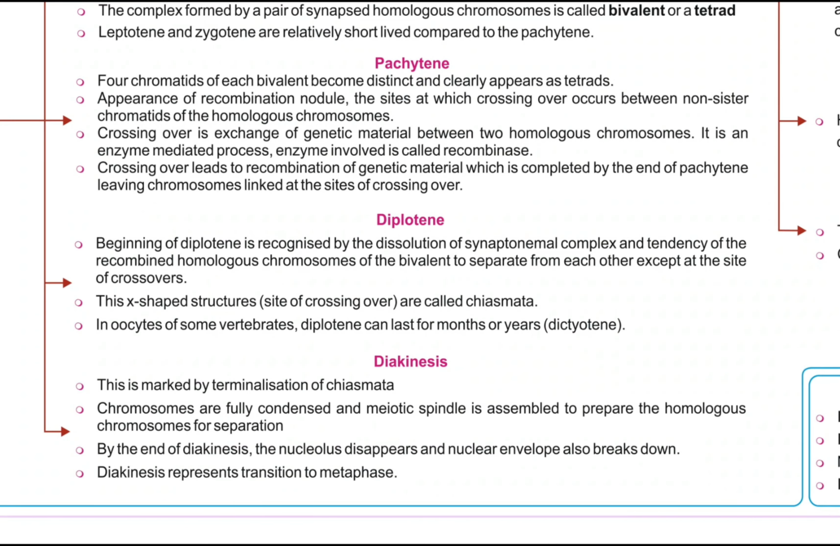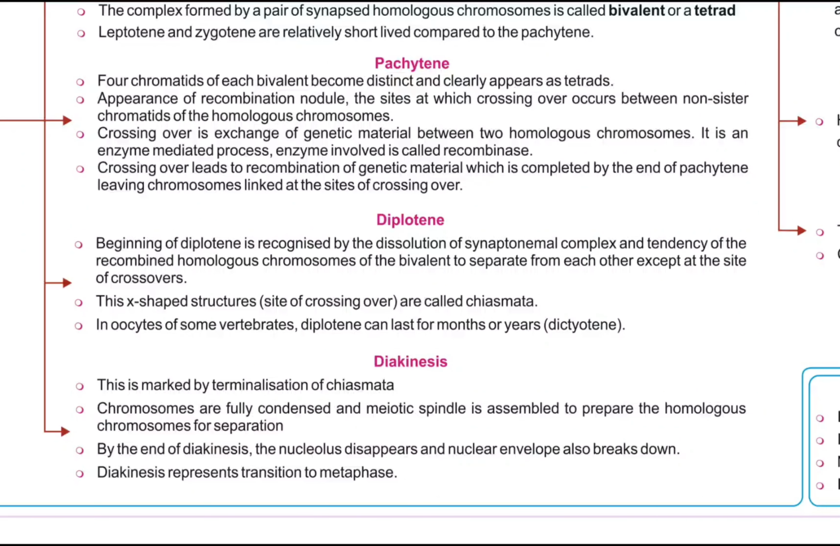Pachytene. The four chromatids of each bivalent become distinct and clearly appear as tetrads. Appearance of recombination nodule, the site at which crossing over occurs between the non-sister chromatids of the homologous chromosomes. Crossing over is exchange of genetic material between two homologous chromosomes. It is an enzyme-mediated process. The enzyme involved is called recombinase. Crossing over leads to recombination of genetic material, which is completed by the end of pachytene, leaving chromosomes linked at the site of crossing over.